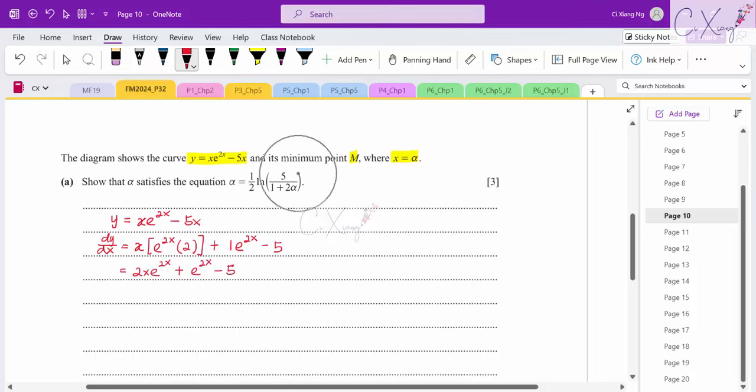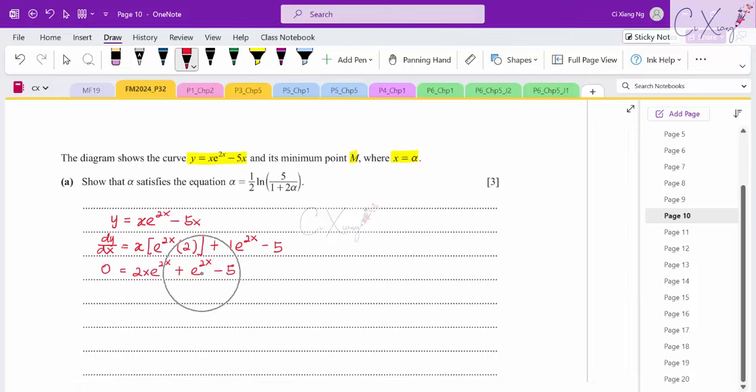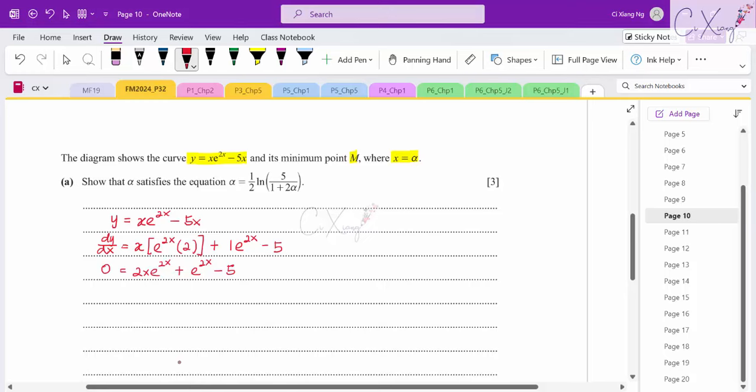At the minimum point, we know that dy/dx equals 0. If you substitute alpha into this equation, or if you solve this equation, you'll get x equals alpha. From this step, you can either change x directly into alpha, or change x to alpha at the last step. Either way, we need to rephrase my equation into the pattern that the question requested.